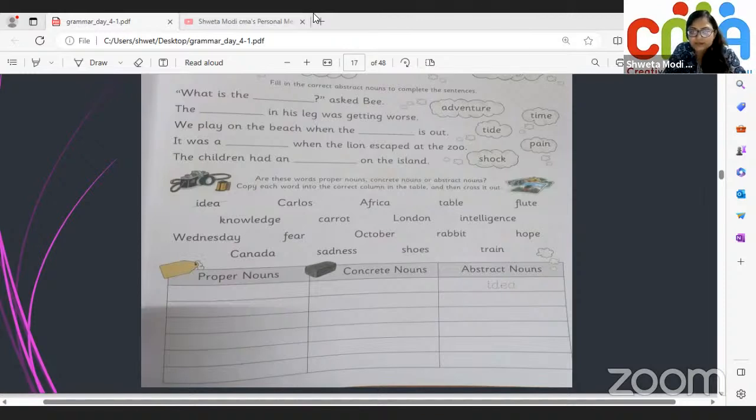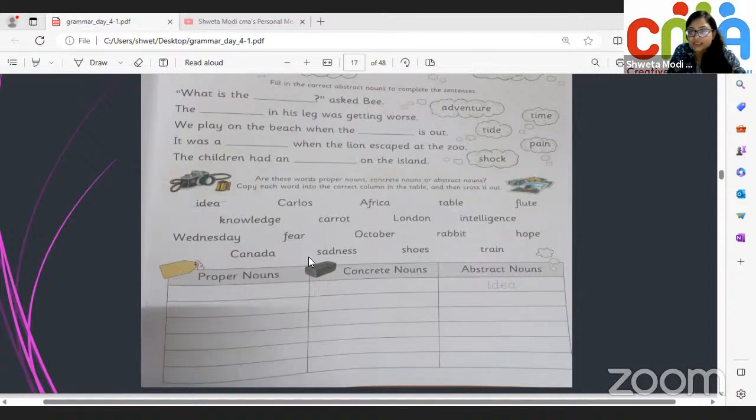Let's first discuss the section which is below. So proper nouns, we know that they always start with a capital. So all the words starting with capital are special names. So Callus, Africa, London, Wednesday, October, Canada. Then concrete means which you can see. So you can see table, flute, carrot, rabbit, shoes, train. So all these are concrete nouns. And abstract means which you cannot see. So idea, knowledge, intelligence, fear, hope, and sadness you cannot see.